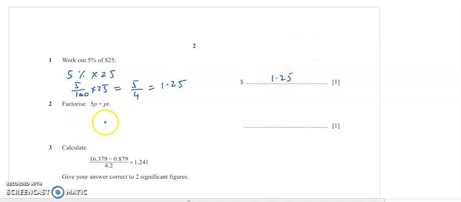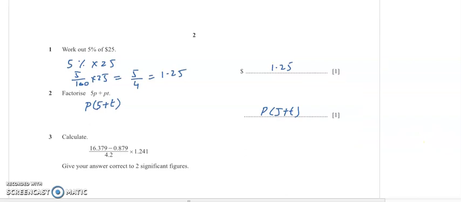Second question is factorize 5p plus p times t. So the very first rule of factorization is to take something common if you can. So p is common here. I'll take the common p. So here we will be left with 5 plus t. So after factorization we will get p times (5 plus t). So it has been factorized.